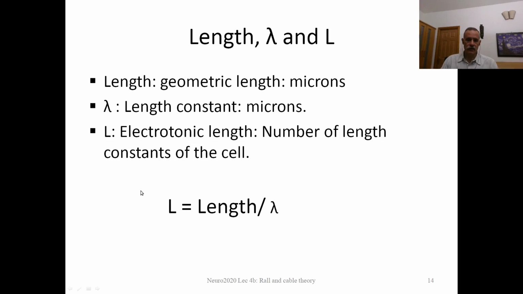Just so that you know, the typical electrotonic length of a large cell is typically 2, so that the length is roughly twice lambda. And again, just so that you have a general sense of it, the length constant lambda in microns is of the order of 2 to 500 microns. So it's quite a long distance. In fact, as large as many cells.